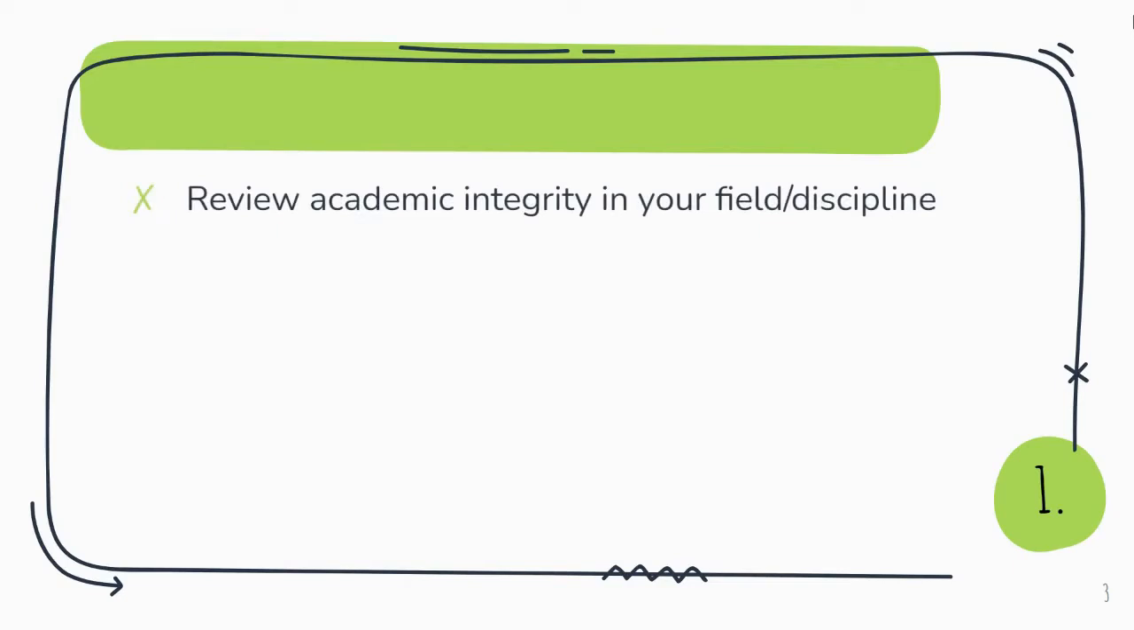First, review academic integrity in your field or discipline. What does this mean in the area of the arts, or in the social sciences, or in math, or in science? Make sure you intentionally discuss that with your students.